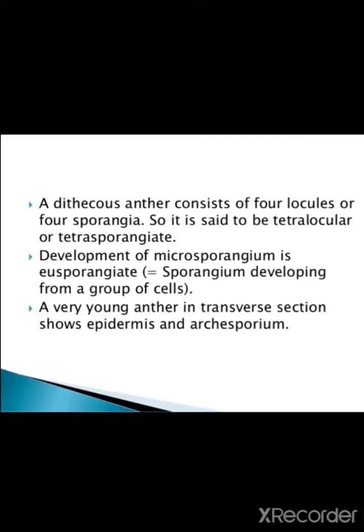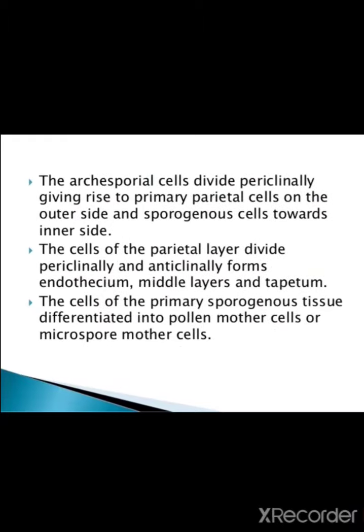Development of microsporangium is eusporangiate type, the sporangium developing from a group of cells. A very young anther in transverse section shows epidermis and archesporium. The archesporial cells divide periclinally, giving rise to primary parietal cells on the outer side and sporogenous cells towards the inner side.